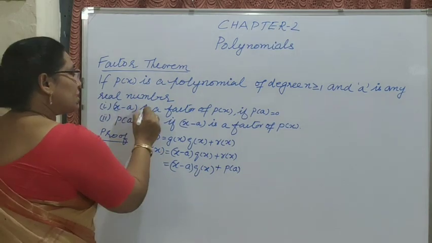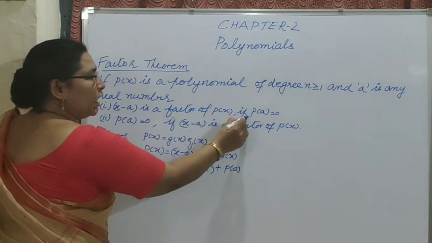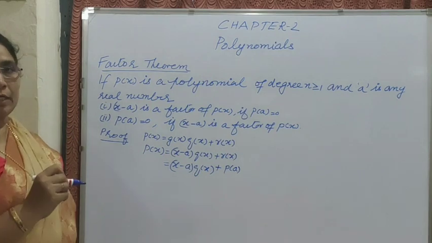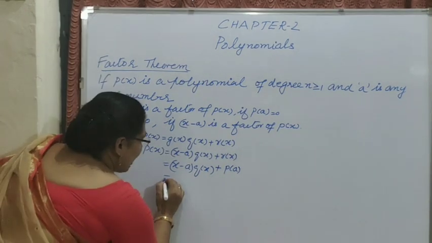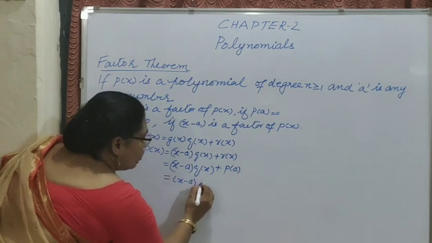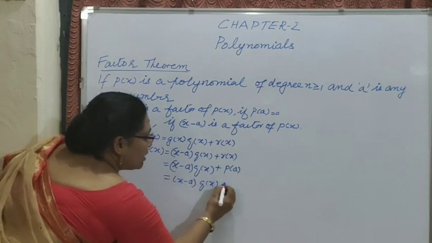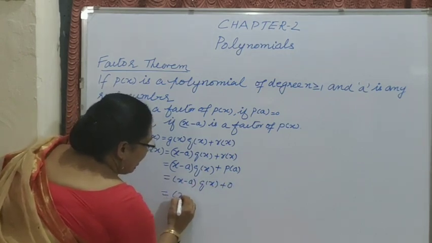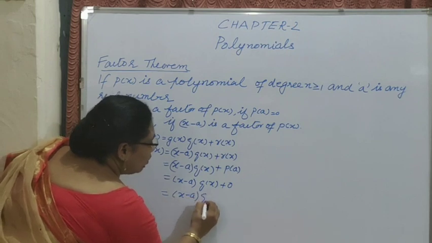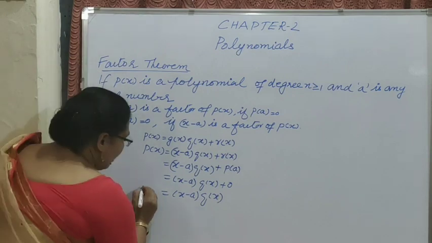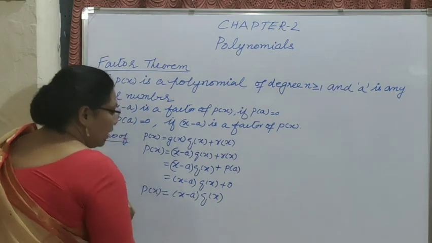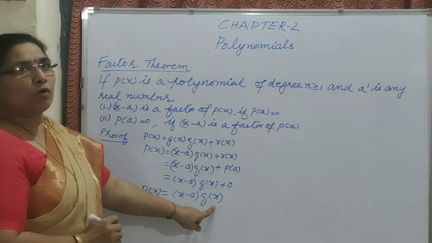But x minus a is a factor of p of x if p of a equals 0. That means in the question itself p of a equals 0 is given. So x minus a into q of x plus 0. So what is remaining? x minus a into q of x only. So what is the meaning of this? Here the dividend p of x equals x minus a into q of x.